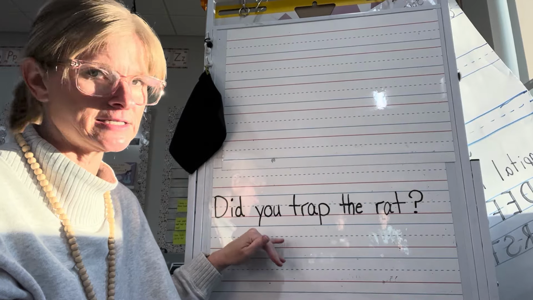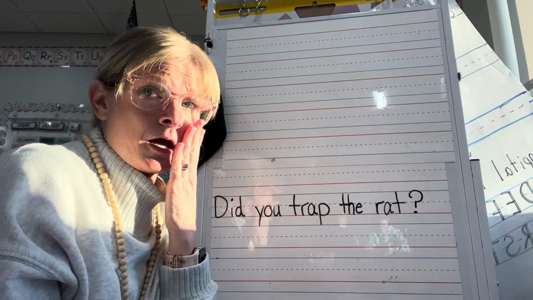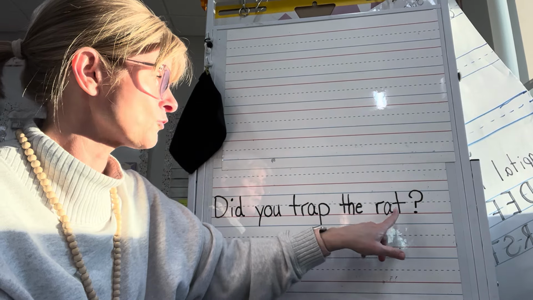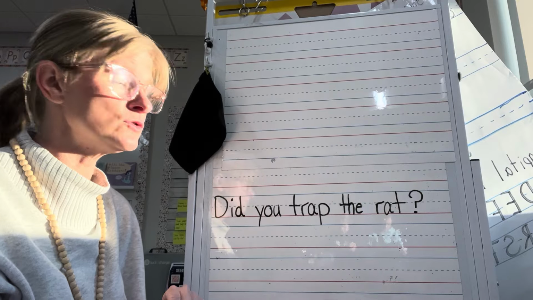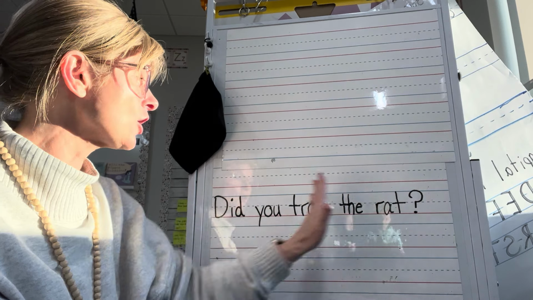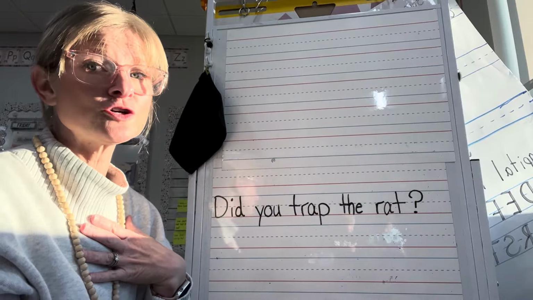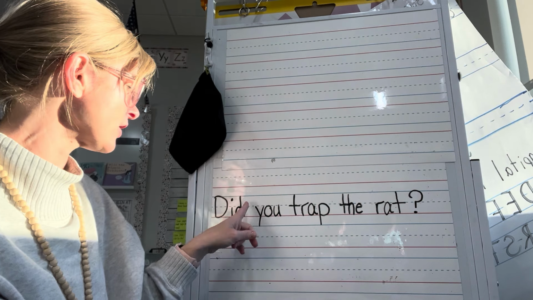I know I started with the sentence today. We started as authors first, and then we're gonna go back and illustrate. I like to keep you on your toes. So we have, did you trap the rat? Do you have finger spaces between all of your words? If you do not, pause the video and go back, erase it, and make your corrections. Good writers always go back, good authors, and make corrections. There's always things we can do to make it better.